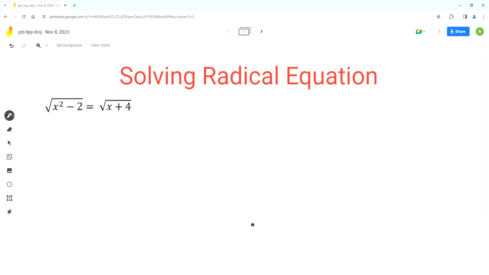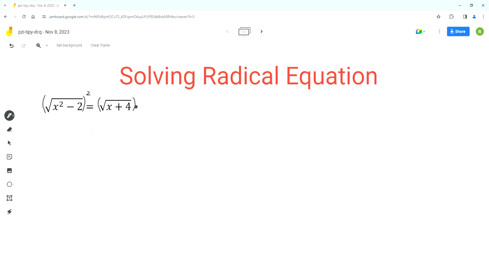This equation is a radical equation because the terms have a square root or the radical sign on them. We have to find the value of the variable, and in this equation the variable is x. Both x terms are under the square root. So the first step here is to square both sides of the equation.